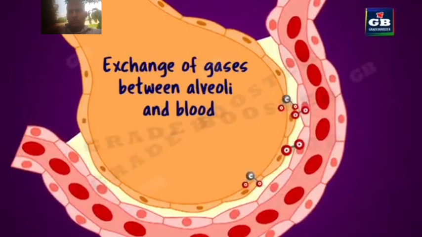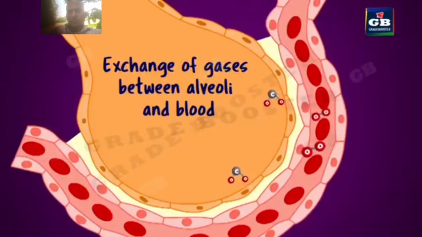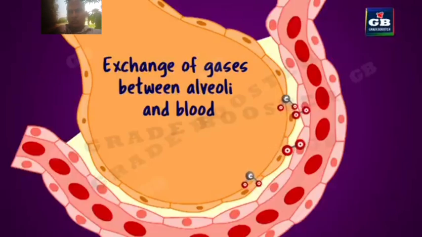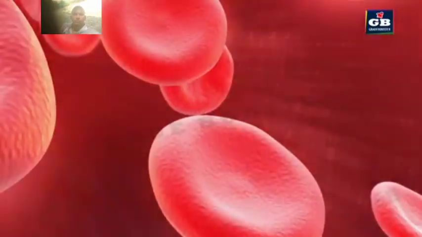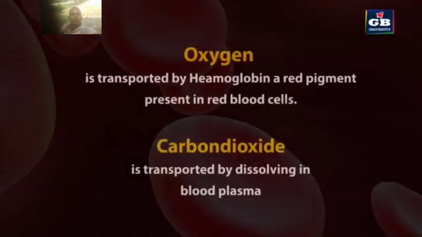The blood that comes from the body parts has more carbon dioxide in it. The air that enters the alveoli has more oxygen in it. Due to this difference, the exchange of gases takes place between the blood and the alveoli. Oxygen is transported by a pigment called hemoglobin, which is present in the RBC of blood. Carbon dioxide is transported by blood in dissolved form.